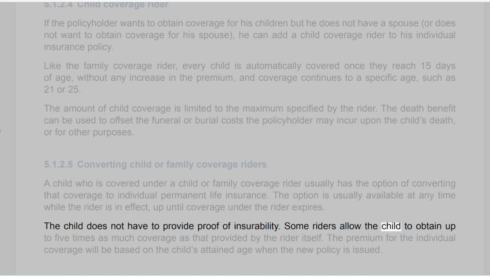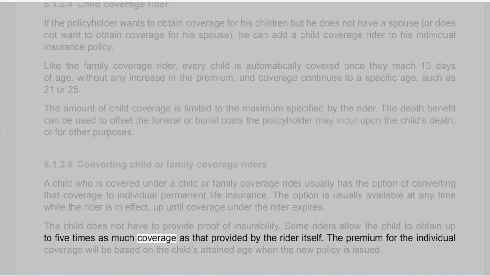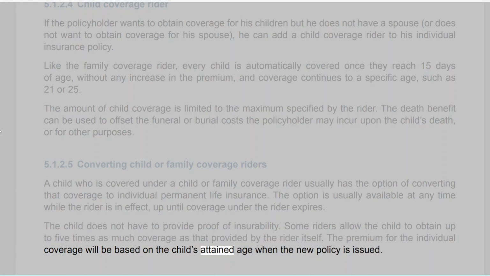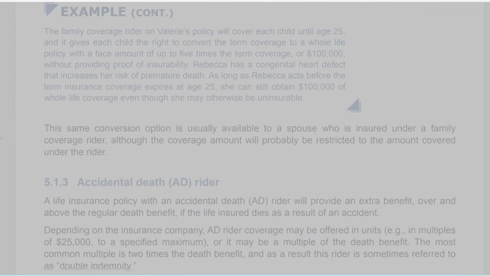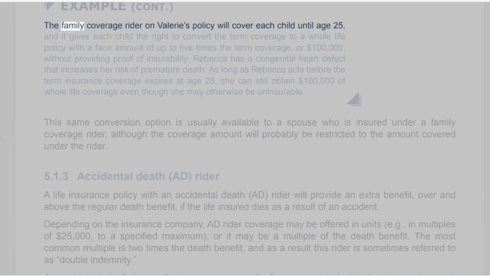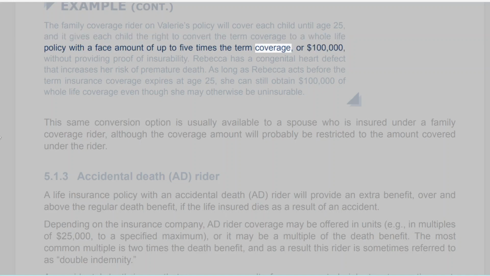Some riders allow the child to obtain up to 5 times as much coverage as that provided by the rider itself. The premium for the individual coverage will be based on the child's attained age when the new policy is issued. The family coverage rider on Valerie's policy will cover each child until age 25, and it gives each child the right to convert the term coverage to a whole life policy with a face amount of up to 5 times the term coverage, or $100,000, without providing proof of insurability.